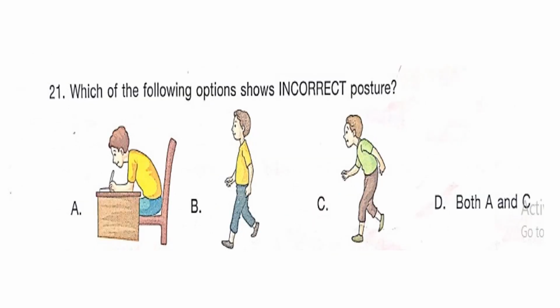Question number 21. Which of the following options shows incorrect posture? Look at the picture carefully and answer by yourself. And answer is option D. Both A and C are incorrect postures.